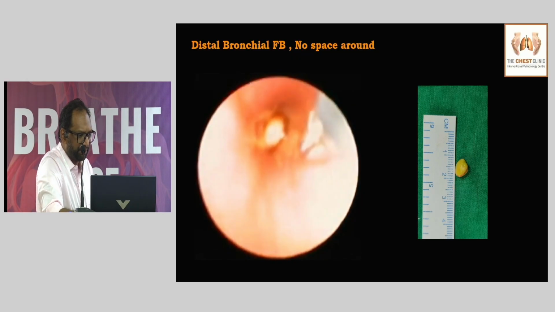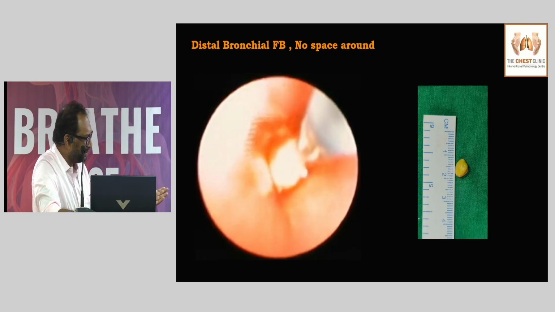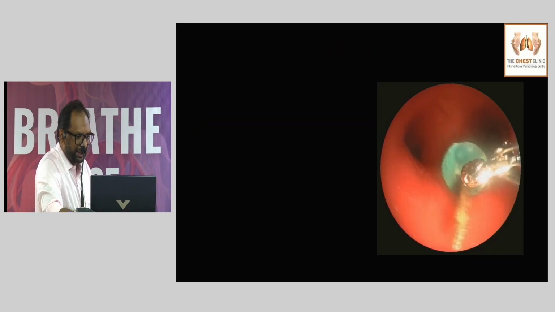It doesn't take much time. So that's the 1 mm cryoprobe. I am just gently getting it proximally so that I can extract it out.